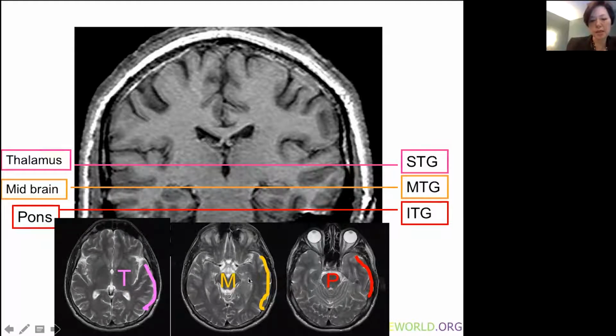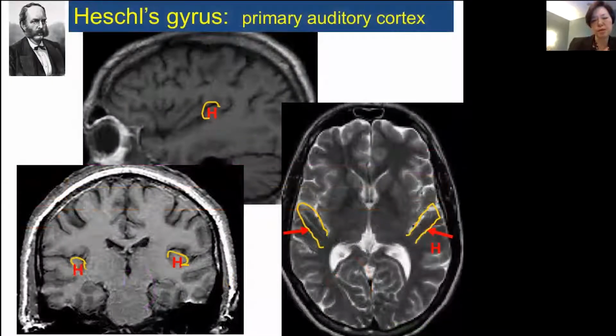And medially, you can see the hippocampus. You see, that's the hippocampus. The inferior temporal gyrus passes at the level of the pons. When you see the pons level, this is the inferior temporal gyrus. And medially, that's the parahippocampal gyrus. So this way, you can identify all the temporal lobe gyri.